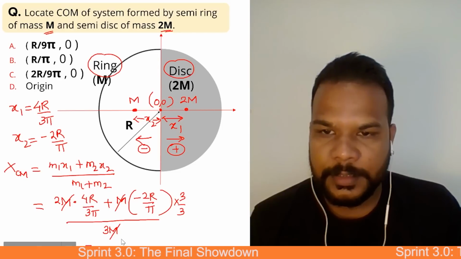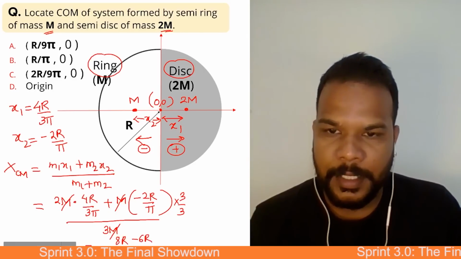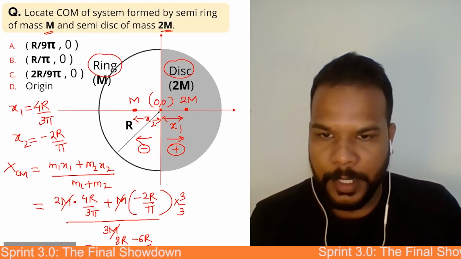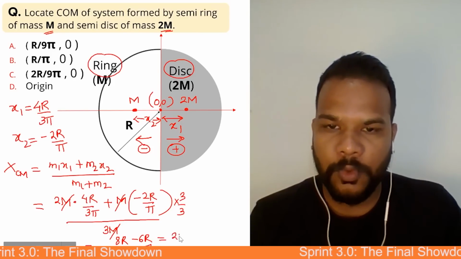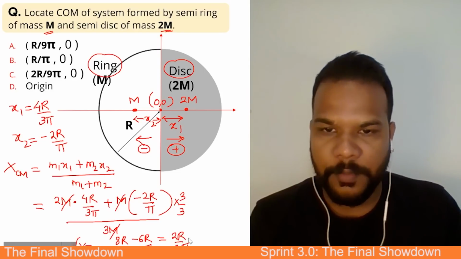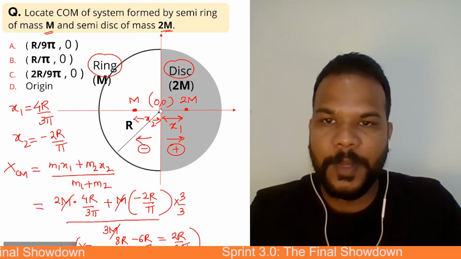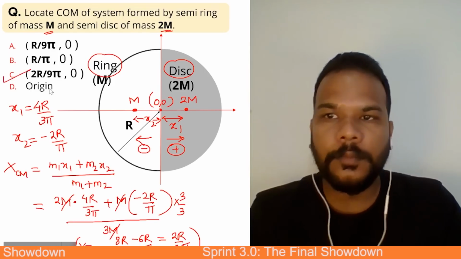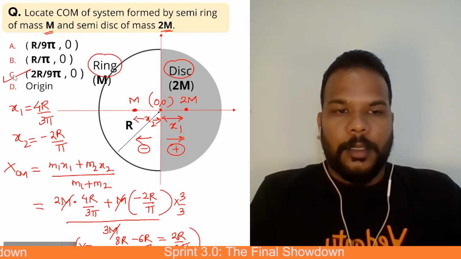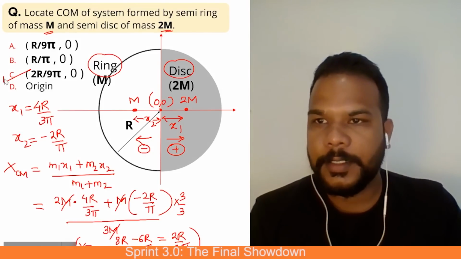So this is 6, 2 into 4 that is 8r minus 6r, divided by 3 3s are 9 and pi. So you have 2r by 9 pi as the x coordinate of center of mass. 2r by 9 pi. And obviously the center of mass is on the x axis, it won't go on the y axis. So the correct answer is option C. Okay. Yes, correct. Correct answer is C for corona.